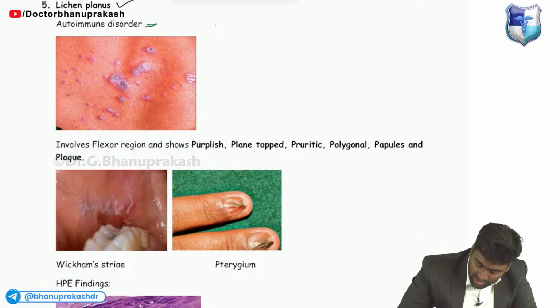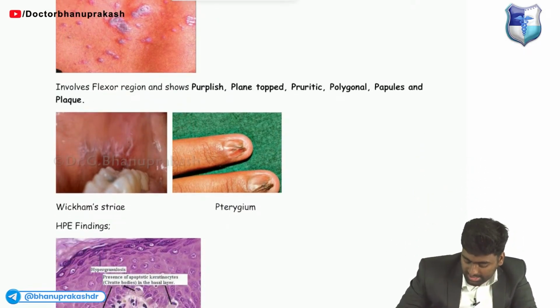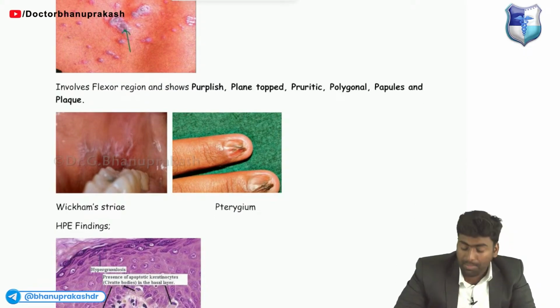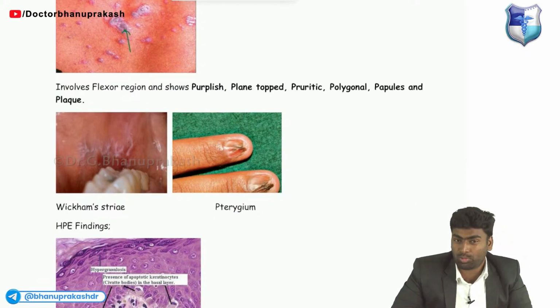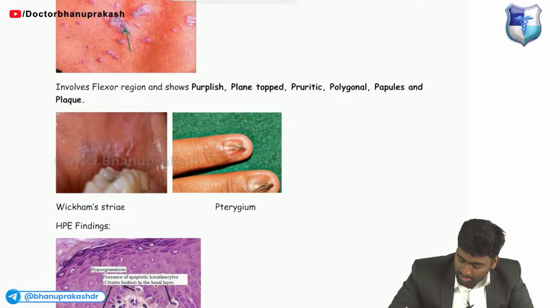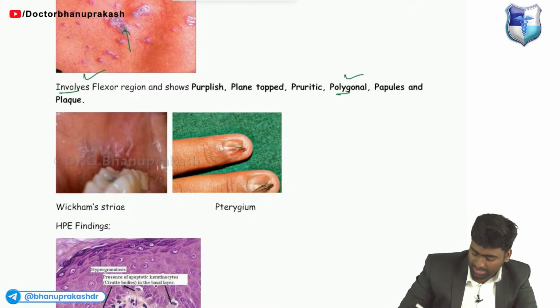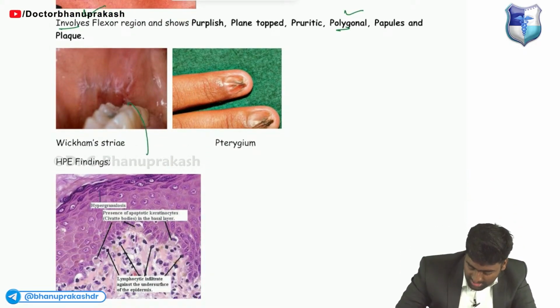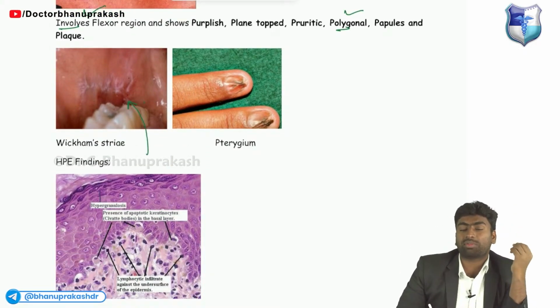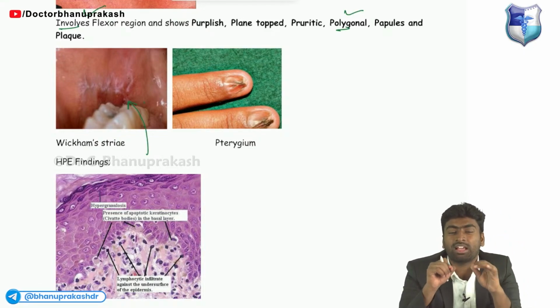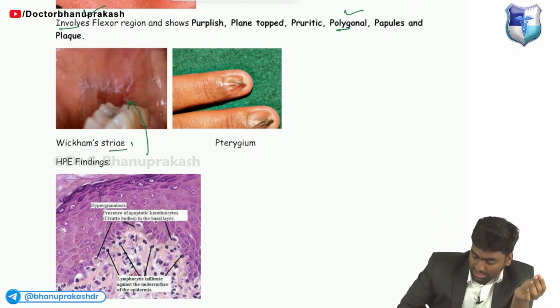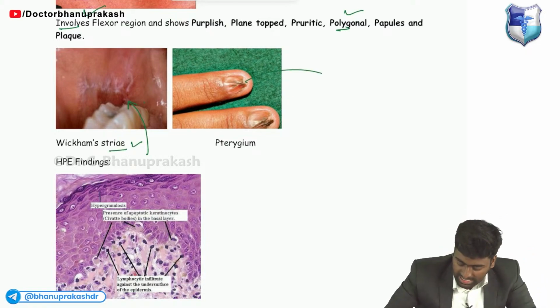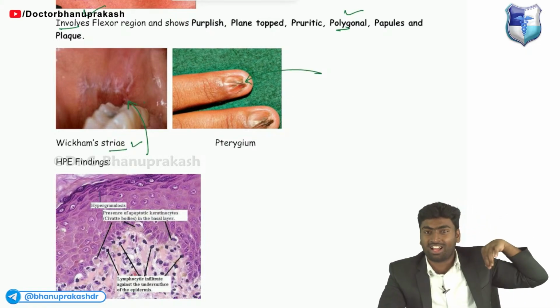And this is also an autoimmune disorder, which is having this kind of purple pruritic plaques. Okay, polygonal plaques will be seen in the case of lichen planus. And if there is an involvement of the oral cavity, where there is formation of a white lacy pattern, this is known as what? This is known as Wickham's striae. And next, if you see this, as I already showed you, right?